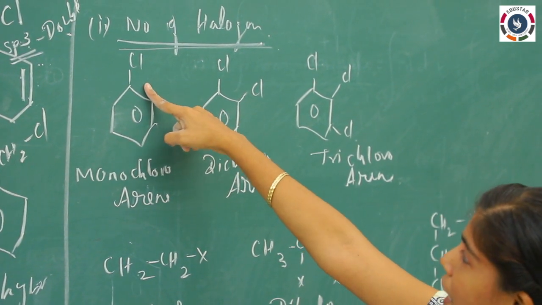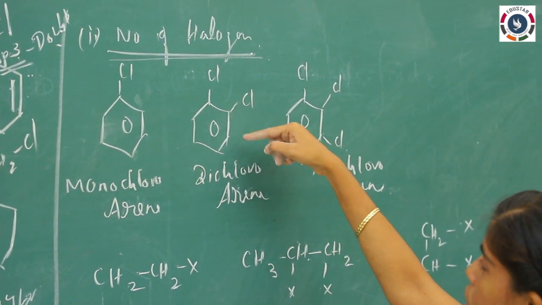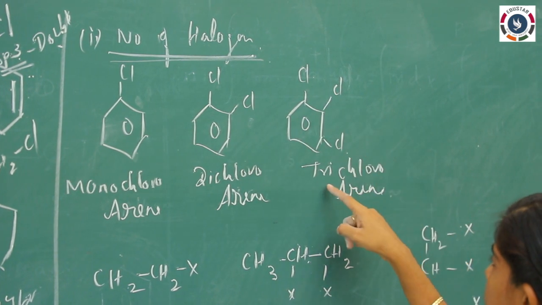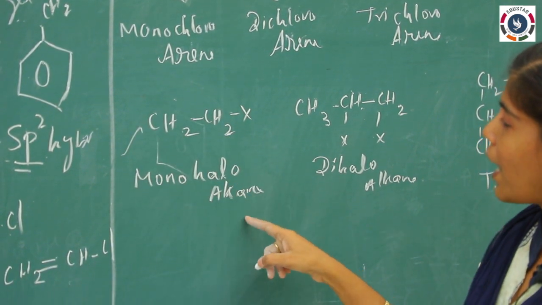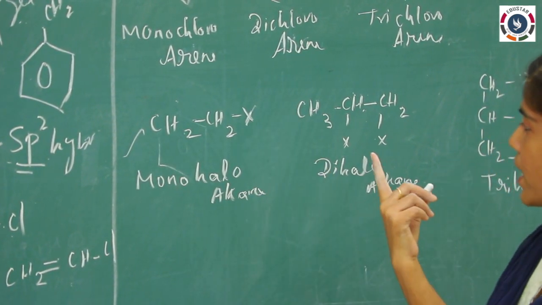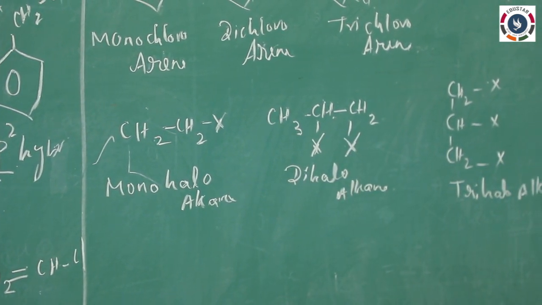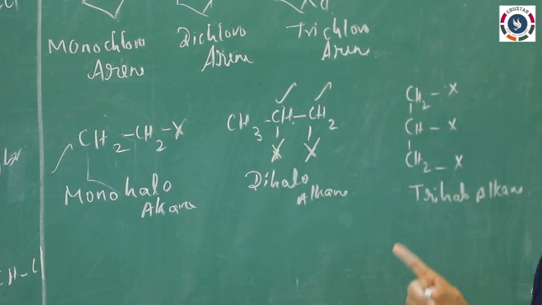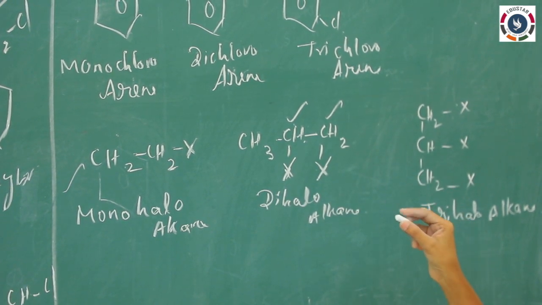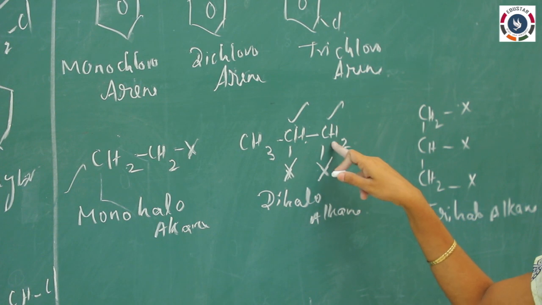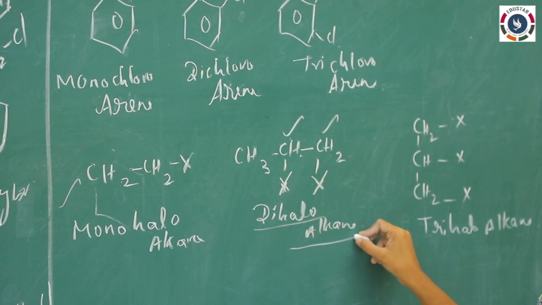This is a monochloroarene, a benzene unit. This is a dichloroarene. There are 2 substituents. Here there are 3 substituents, so it is called a trichloroarene. The next thing is monohaloalkane. Only one halogen is present. Here there are 2 halogens, and these 2 halogens are present on neighboring carbon atoms, right. There are 2 neighboring carbon atoms and those 2 neighboring carbon atoms possess a halogen each. So, it is called a dihaloalkane.